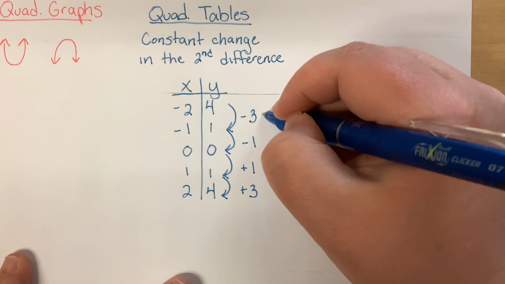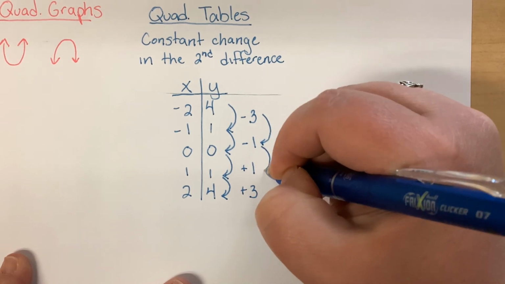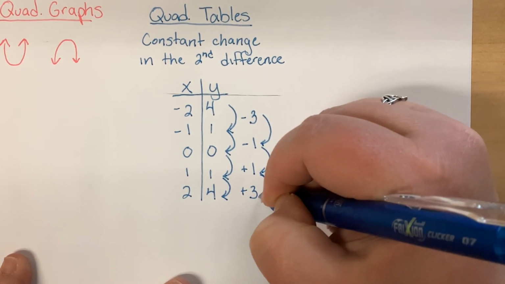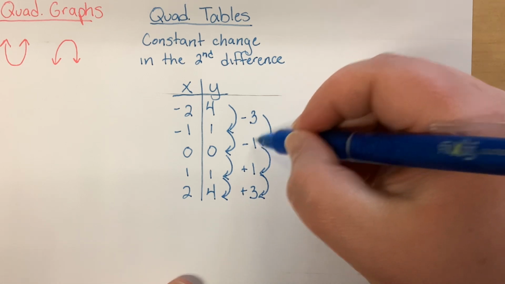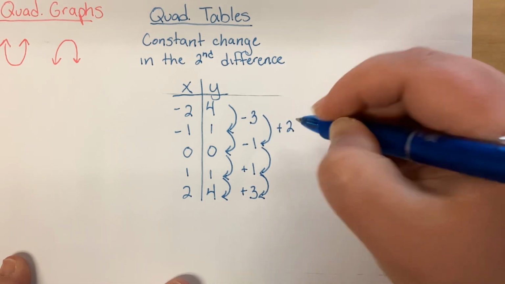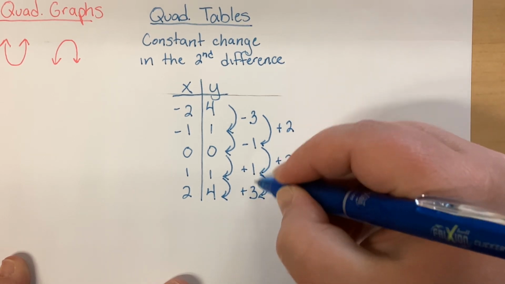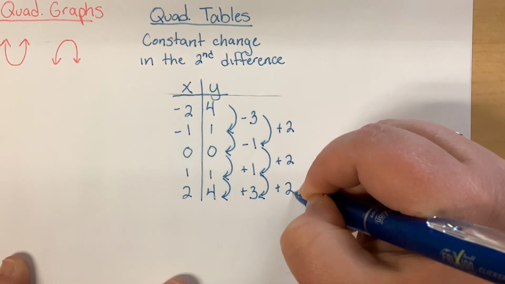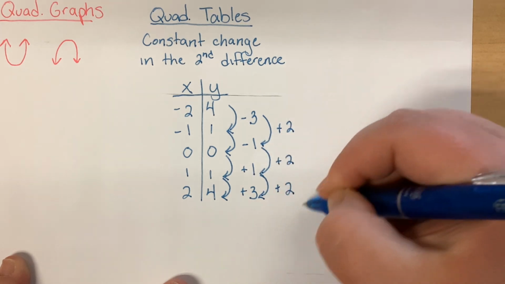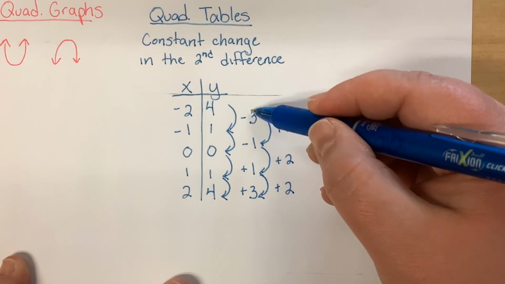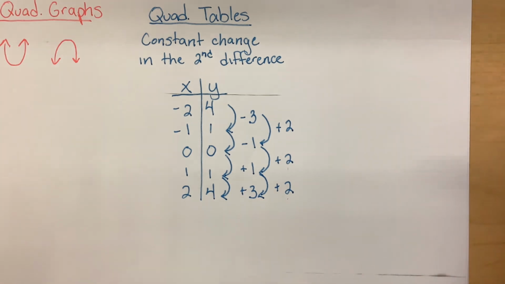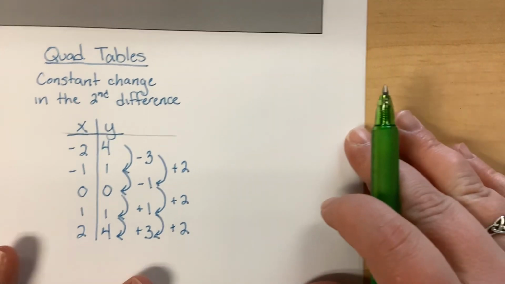Now what makes it a quadratic here is what is occurring in the second difference. So let's take a look at that. To go from -3 to +1, I need to add 2. To go from -1 to +1, I also need to add 2. And to go from 1 to 3, I also need to add 2. So here is where the second difference occurs. This is the first difference. This is the second difference. So that means that this table represents a function that is quadratic. Now finally, equations.